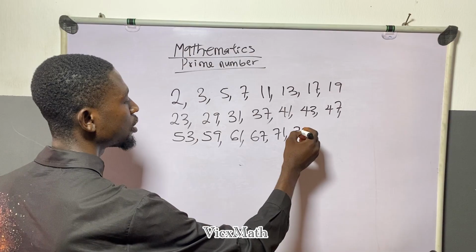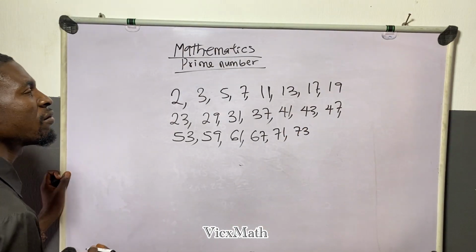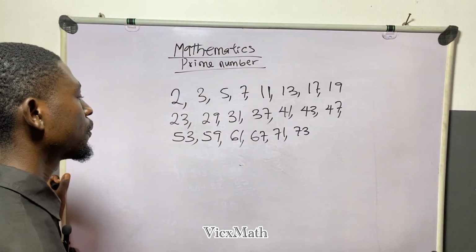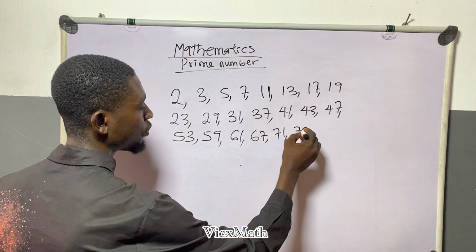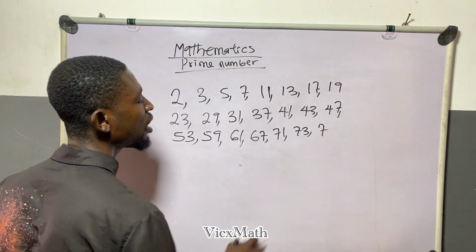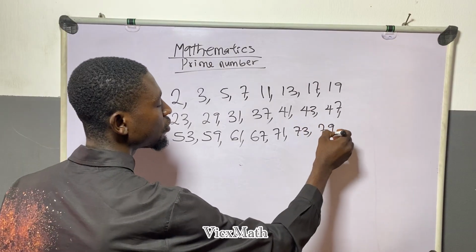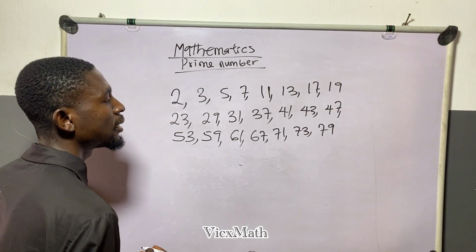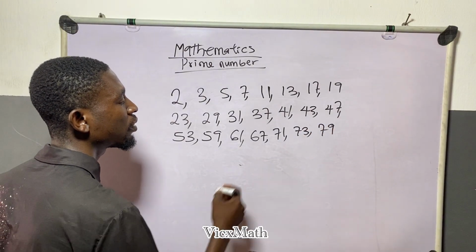73. Can any number divide 73? No. Yes, no number can divide 73. So after that, we have 79. Yes, 79. And apart from 79, what's the next number?